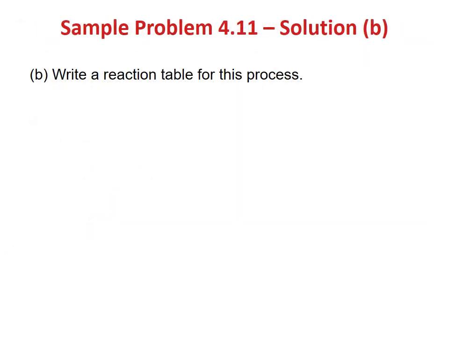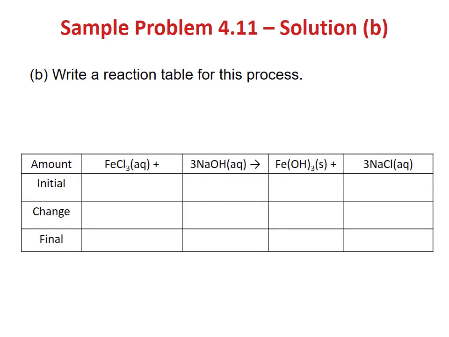Question B asks you to write a reaction table for this process. As usual, we write a table like this: the balanced reaction equation, the initial amount, the change, and the final. For initial, we already know the molarity and the volume for iron chloride, so we can calculate the number of moles, and we do the same for sodium hydroxide. We also know its molarity and volume. So these are the calculated numbers, the moles of iron chloride and the moles of sodium hydroxide. These are the initial numbers of moles.